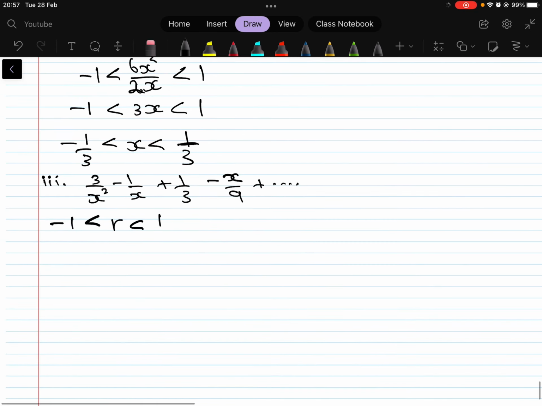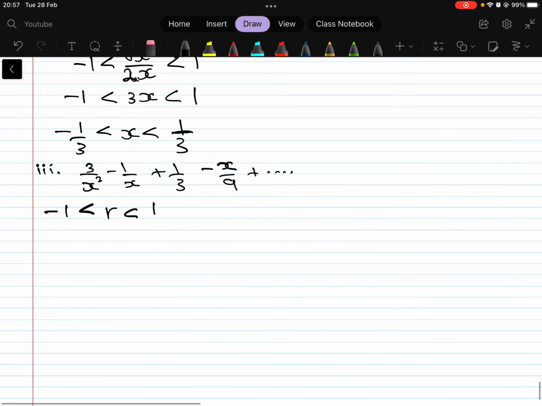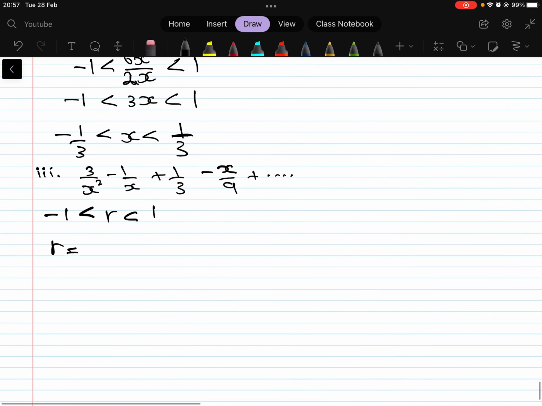Again, still for convergence, we know r has to be between -1 and 1. Because now you have quite a bit of fractions throughout, I would advise that you calculate your r separately, and then you can come back to this inequality and substitute. So let's look at how we can get r.